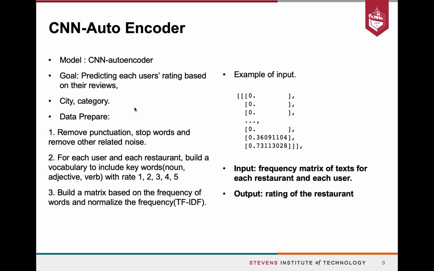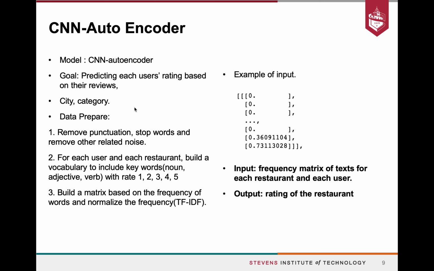Our second model is a CNN autoencoder. For this model, we predict each user's rating based on their reviews, cities, and categories of each restaurant. For data preparation, at the beginning we remove the punctuation, stop words, and other related noise. For each user and each restaurant, we build a vocabulary to include keywords with rating 1, 2, 3, 4, 5. For keywords, we just include nouns, adjectives, and verbs. Finally, we build a matrix based on the frequency of the words and normalize the frequency.